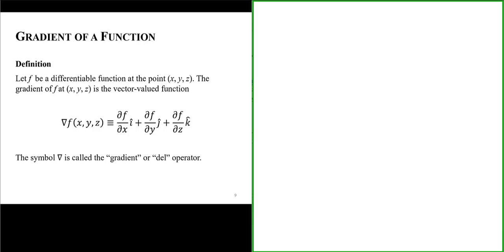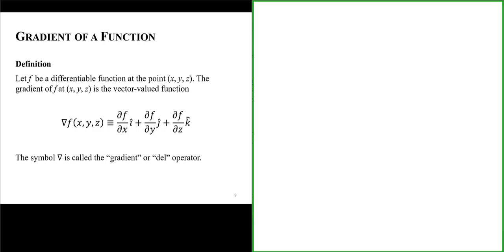Let's talk about the gradient of a function. Let f be a differentiable function at the point x, y, z. The gradient of f at x, y, z is the vector-valued function with an x component given by the partial derivative of f with respect to x. The y component is given by the partial derivative of f with respect to y. And the z component is given by the partial derivative of f with respect to z.